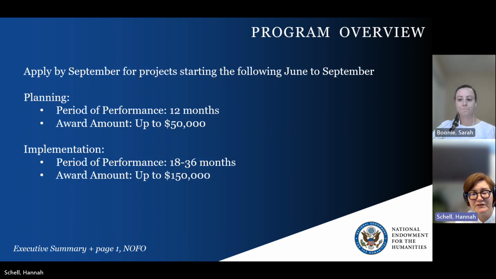Applications for this current cycle will be due September 7th, 2023, and that's for projects that could start as early as June 1st of next year and must start no later than September 1, 2024. Projects at the planning level last 1 year with a budget of up to $50,000, and those at the implementation level last up to 3 years with a budget of up to $150,000. And we'll dive a little bit deeper into what that means between a planning versus an implementation project a little bit later in the webinar.